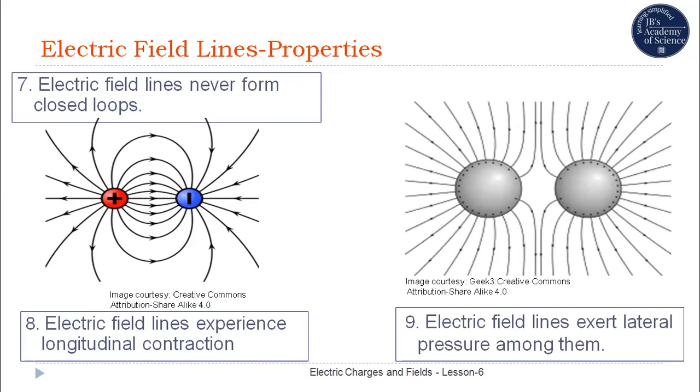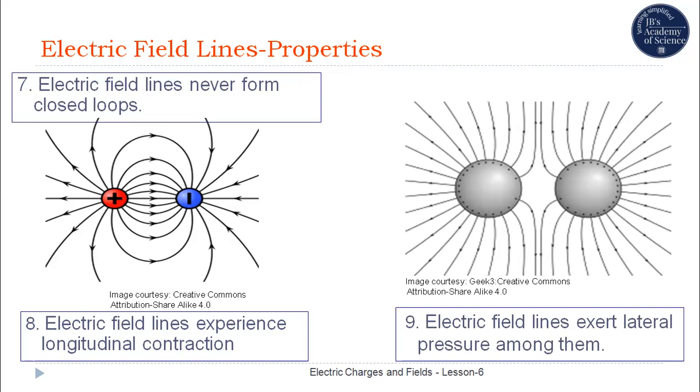Electric field lines exert lateral pressure among them. This means they have a tendency to move away from each other. Two electric field lines in an electric field have a tendency to move away from each other. This is the reason for repulsion between like charges.